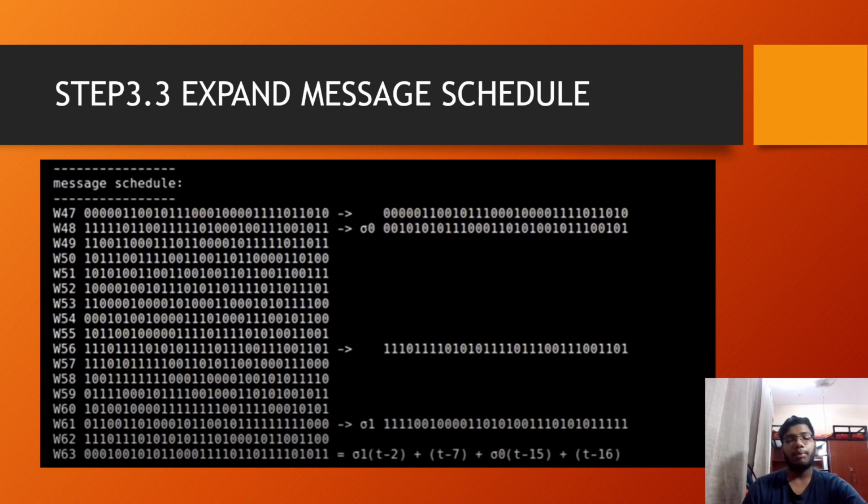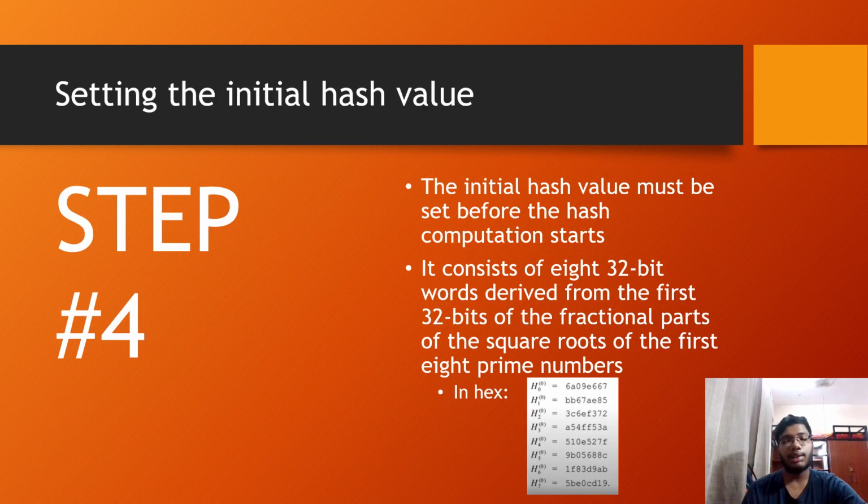Now that we have prepared our message schedule, we are finally at the last step of the preprocessing, which is setting the initial hash values. We have to initialize a total of 8 hash values. The value of each is taken from the first 32 bits of the fractional parts of the square roots of the first 8 prime numbers in binary notation.